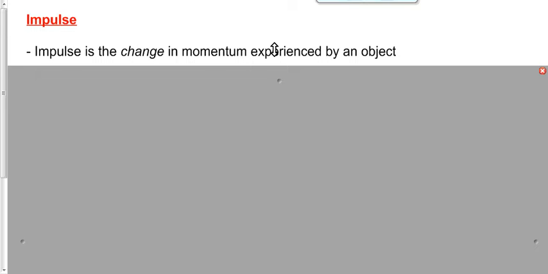A car traveling down the road is moving at a certain speed. It has a certain mass. It has a certain momentum. Later on, it's going faster. It has a different momentum. There is a change in momentum between what it had and what it has.